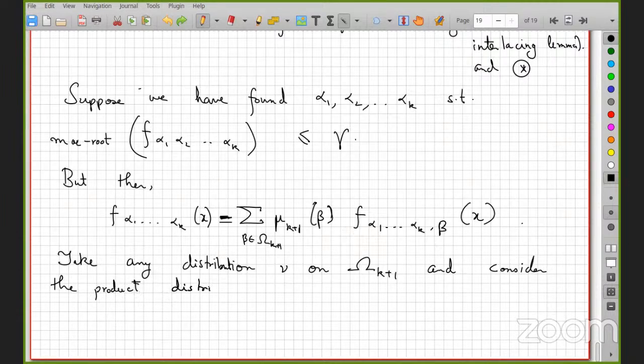So alpha 1 to alpha k are fixed constant probability distributions on the first k coordinates, mu on the k plus 1 coordinate, and uniform on the remaining coordinates.